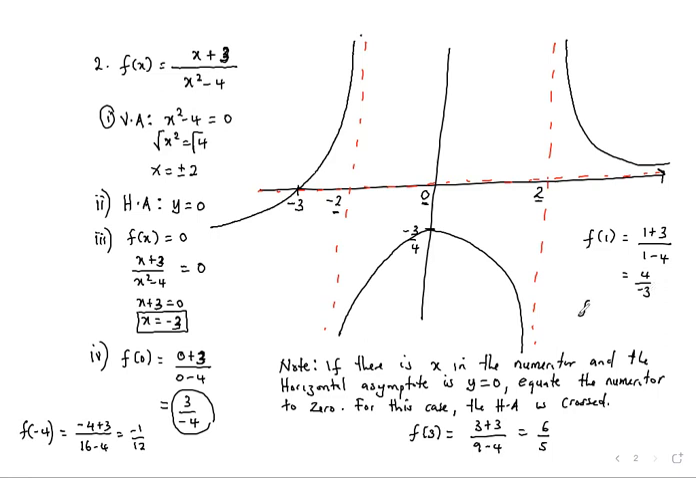Then if we try f of minus 1, you get minus 1 plus 3 over 1 minus 4. That is 2 over minus 3. So they are negative for any number that we test.